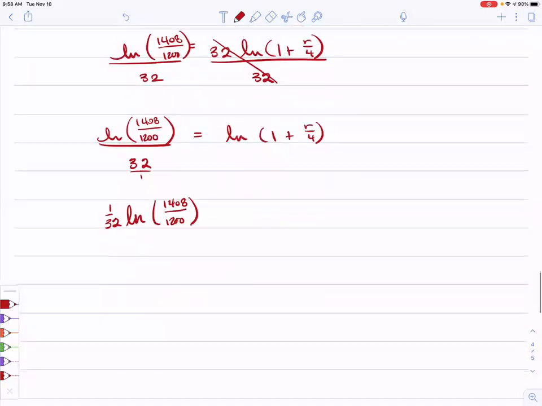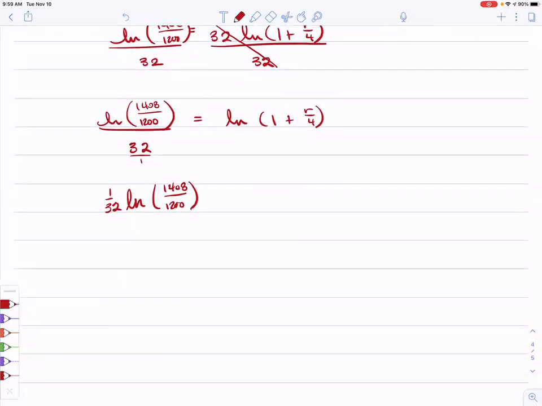But if you've got a number out front, what can that number become? It can become a power. So I'll have the natural log of 1408 over 1200 raised to the 1/32 power is equal to log of 1 plus R over 4. And by the way, if you're still using the common log, don't be writing down the ln. Be writing down the common log. So now I'm back to, I actually do have a log equals a log.